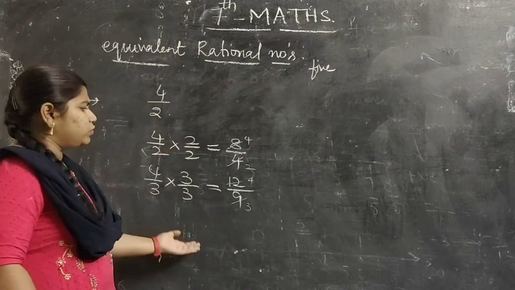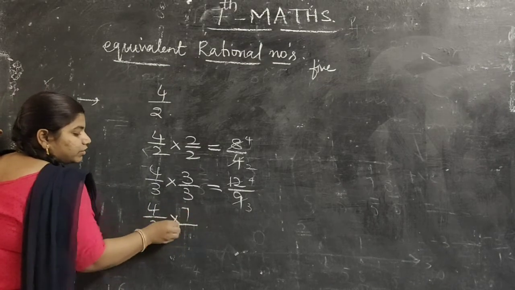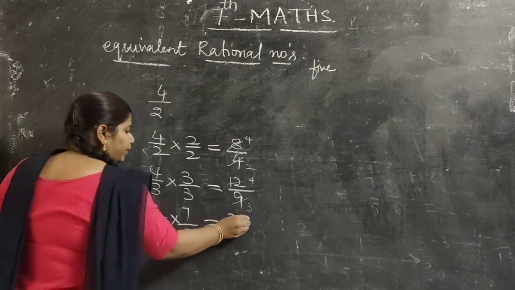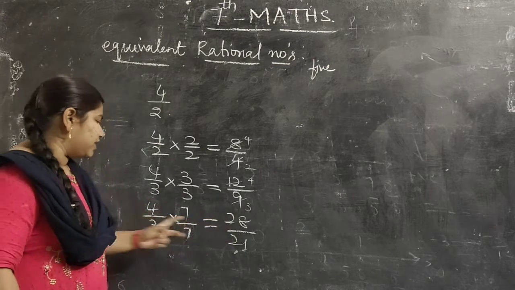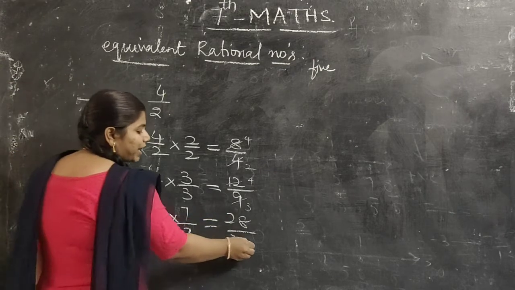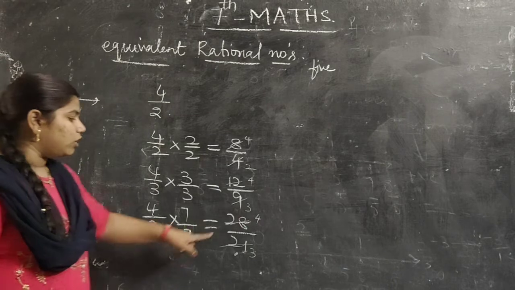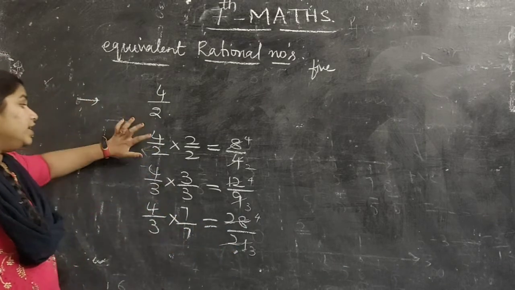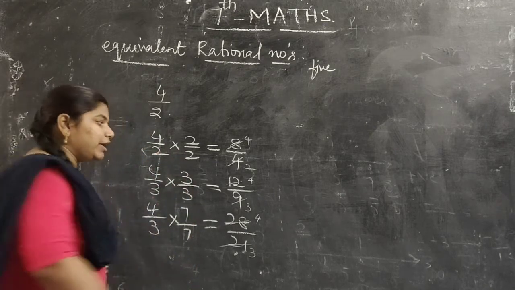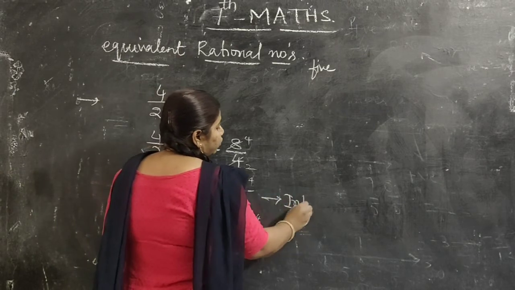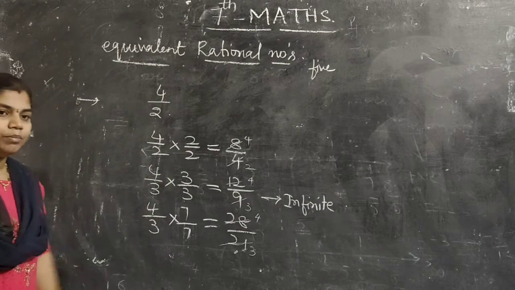So any numbers you can take, not only this 2 and 3. You can take any type of values. So I am taking it as 7 here. 7 4s are 28 by 7 2s are 14. So if you cancel these two numbers, again you will get 4 by 2 value only. This I am cancelling with the 7 table. 7 2s are 14, 7 4s are 28. So we can call this 28 by 14 is also an equivalent rational number for this 4 by 2. So how many equivalent rational numbers you can write like this? You can write infinite number of equivalent rational numbers.